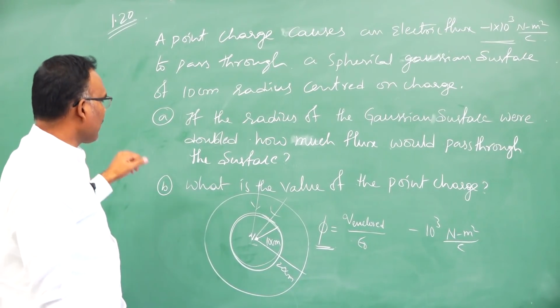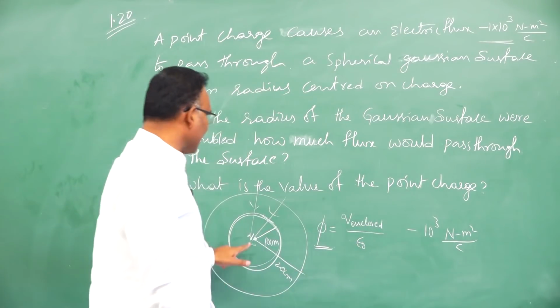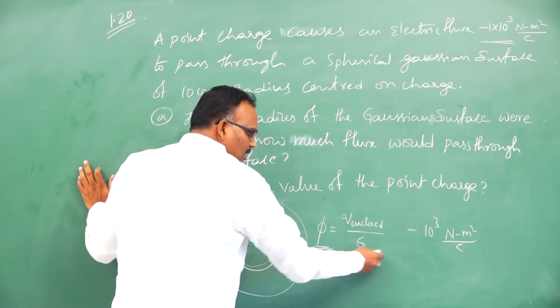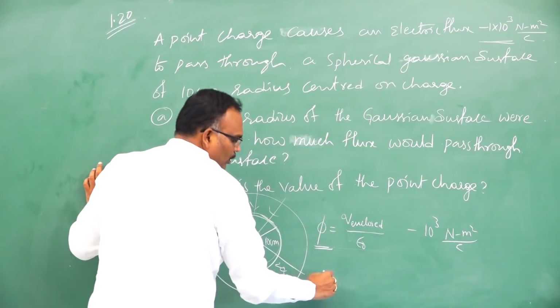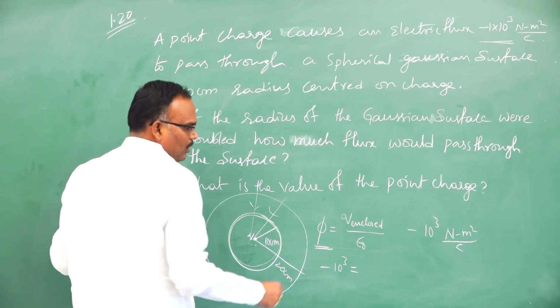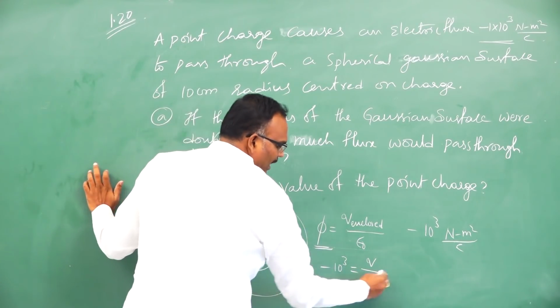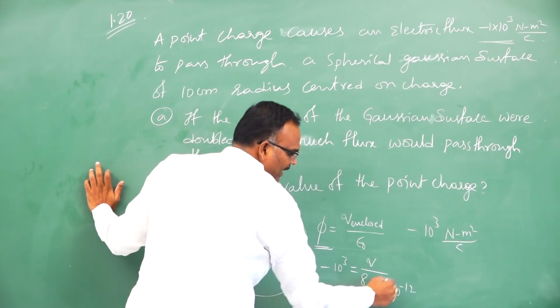Okay. Second part, B question. What is the value of point charge lies inside? They are asking this, I have to calculate. That means I have to use the same formula. So flux is given negative. So minus 10 power 3 is equal to net charge inside Q divided by epsilon naught, value is 8.85 into 10 to the power of minus 12.